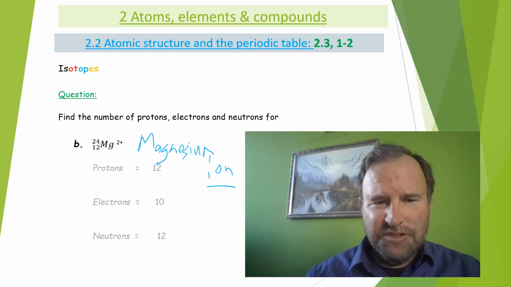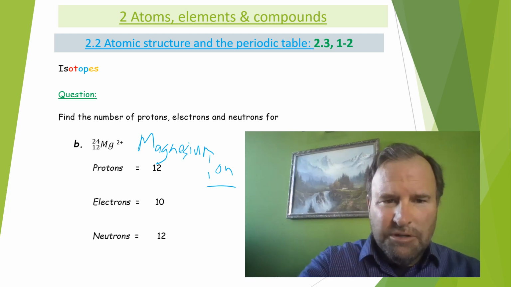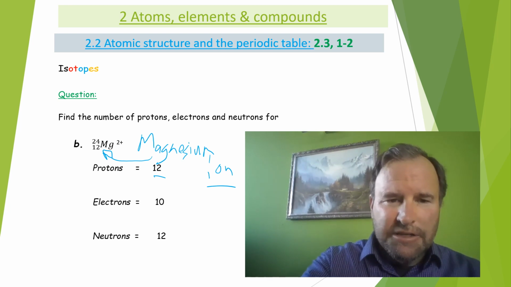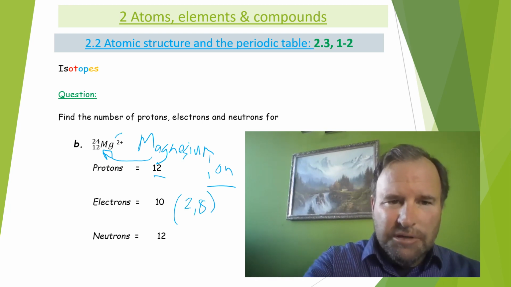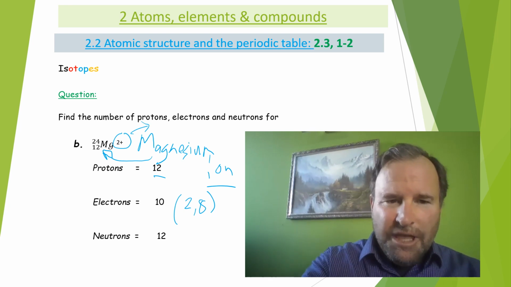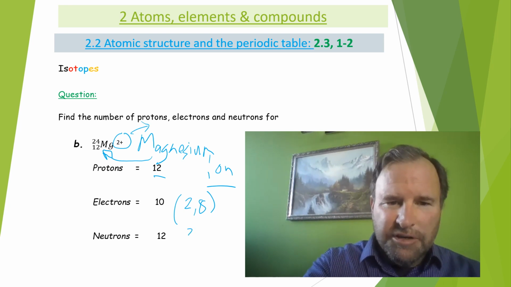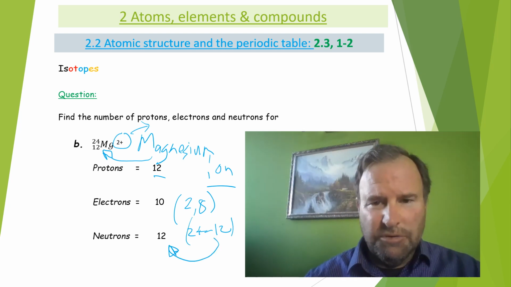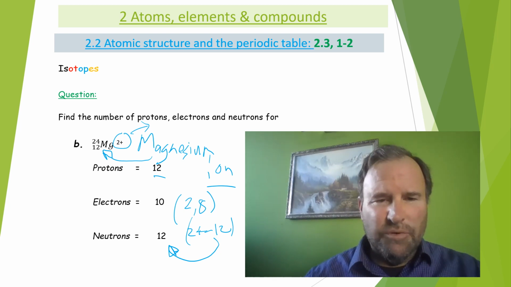Here are the answers. Hopefully you got them all right. 12. Again, we get them from the number there, which is the proton number. Electrons 10. Remember, it loses 2 electrons. It's got noble gas configuration of 2,8 because it's lost 2 electrons here. And then we've got 12 here because we've got 24 take away 12. Hopefully we're getting the gist of how we work out the number of neutrons. Well done if you got that correct.